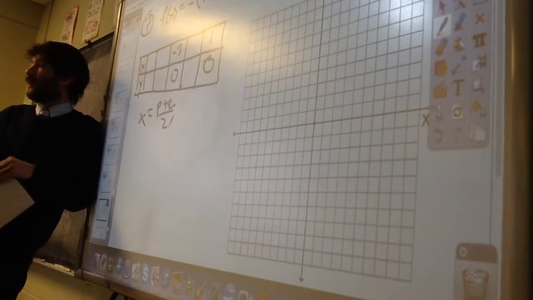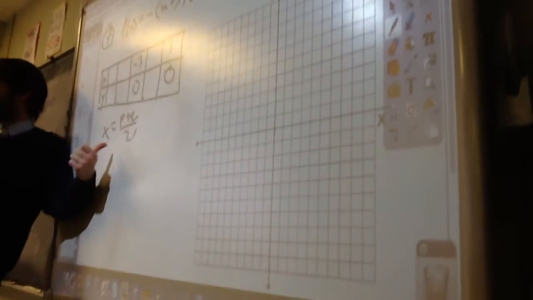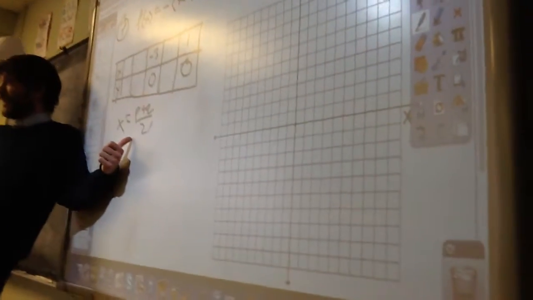But remember that negative b over 2a, that's for standard form, and this is intercept form. So this is like the same deal, but it's for intercept form. You have to have this one memorized too. The only stuff I'm giving you is that. Okay?